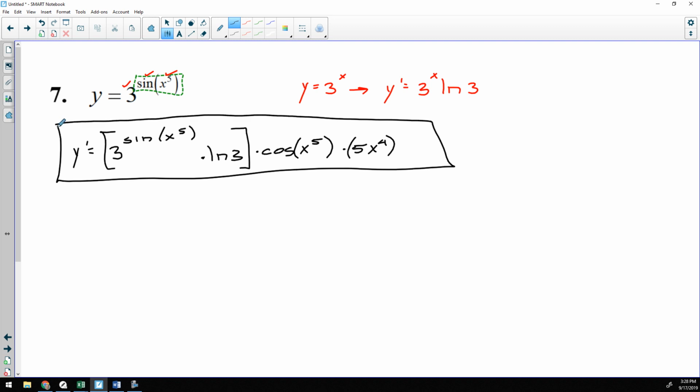So there is the chain rule, a few examples getting hazier and hazier as we work to the end. Hopefully that made a little bit of sense.